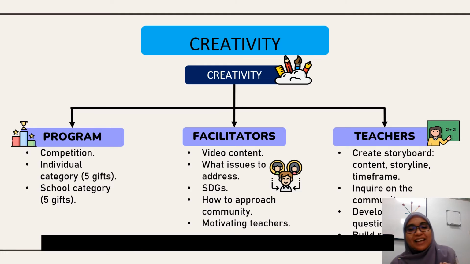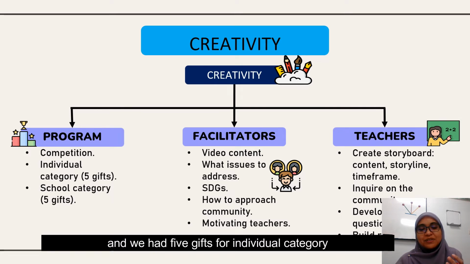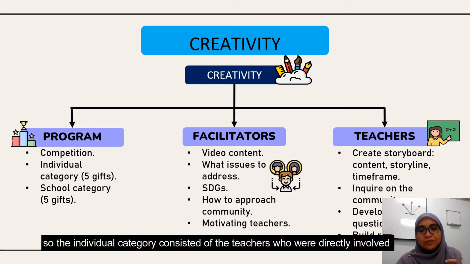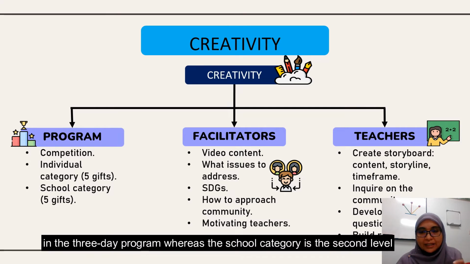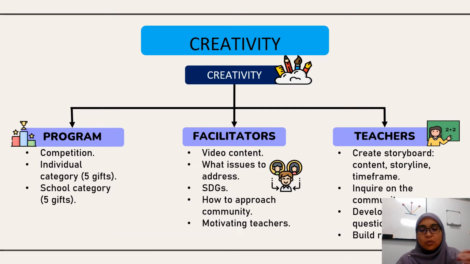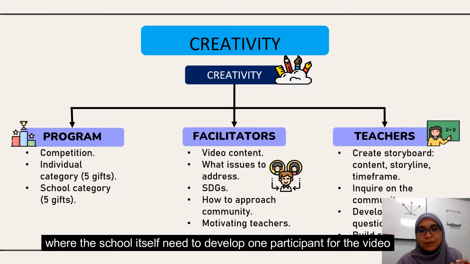that we organized, and we had 5 gifts for the individual category and 5 gifts for the school category. Okay, so the individual category consisted of the teachers who were directly involved in the 3-day program, whereas the school category is the second level where the school itself needs to develop one participatory video.